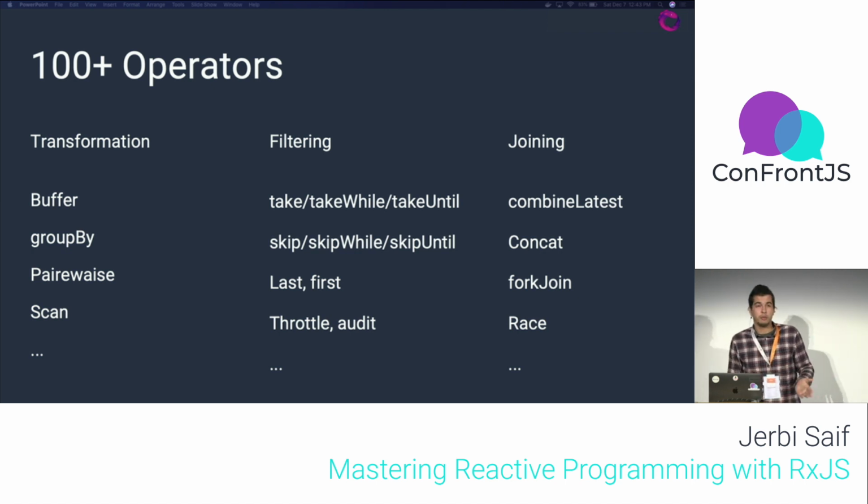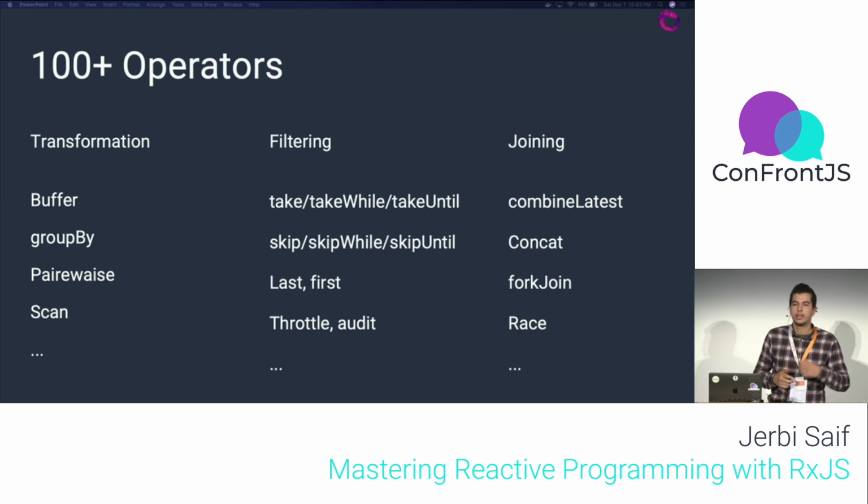Also, you can use skip while and skip until with the same logic. You can skip the different events while another observable is emitting, or skip until. You can use the last operator to get the last emitted value, or first to get the first emitted value. Throttle and audit, there are a lot of operators, and I invite you to go and discover them.